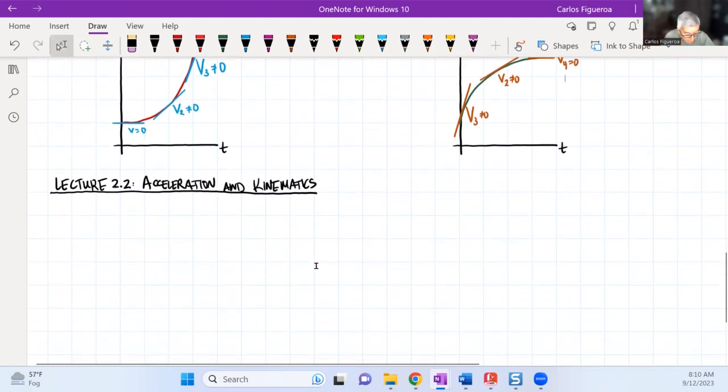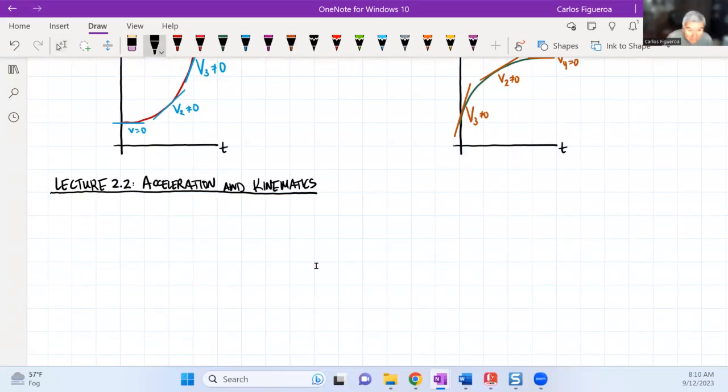So now we are on lecture 2.2, where we're going to look at acceleration, and we're going to start looking at mathematically solving equations. So acceleration. Let's start with acceleration. Every time one changes velocity, one accelerates.